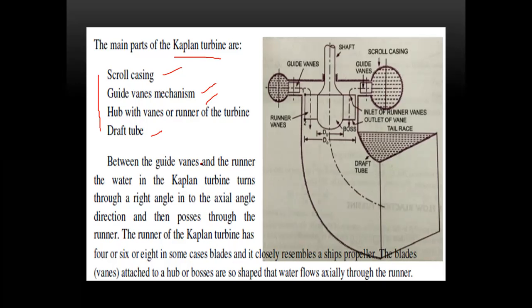Between the guide vanes and the runner, the water in the Kaplan turbine turns through a right angle into the axial direction and then passes through the runner. The runner of the Kaplan turbine has 4 to 6, or 8 in some cases, blades and closely resembles a ship's propeller. The blades or vanes attached to the hub or boss are so shaped that the water flows axially through the runner.